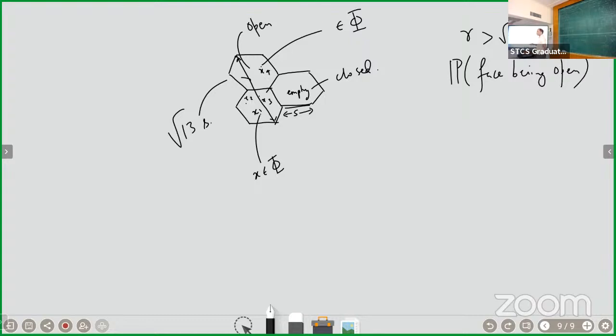And what is that? It is 1 minus the void probability. Yes, it is 1 minus e to the minus lambda times the area. How much is the area of a hexagon of side S? It's 3 root 3 by 2 S squared.